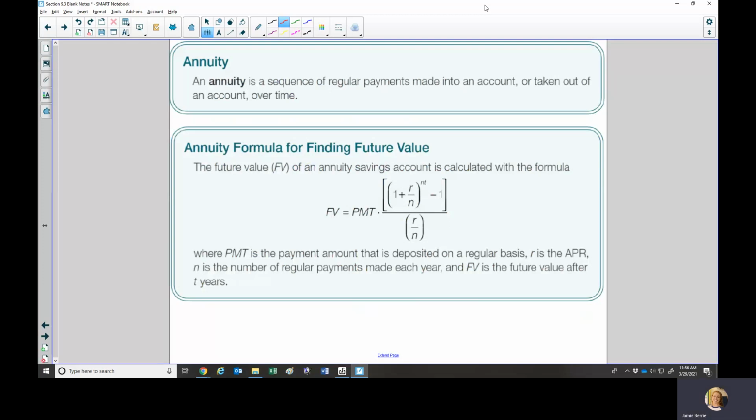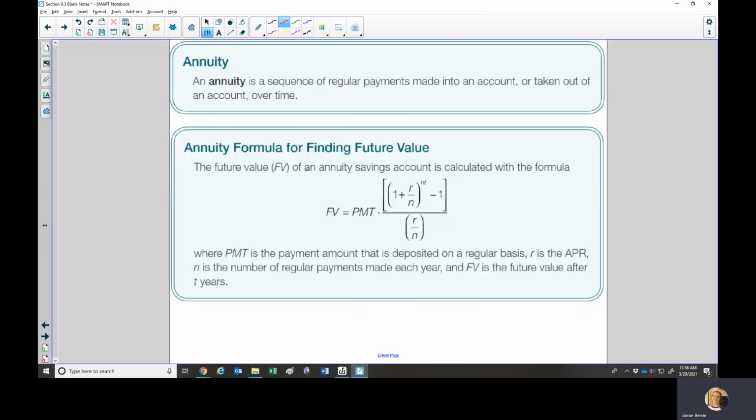So the annuity formula for finding the future value is where we're going to find the future value of some kind of annuity payment plan. It not only takes into account the compound interest that you are earning, it's also taking into account that you're making these regular payments. So that's what that PMT stands for, payment.